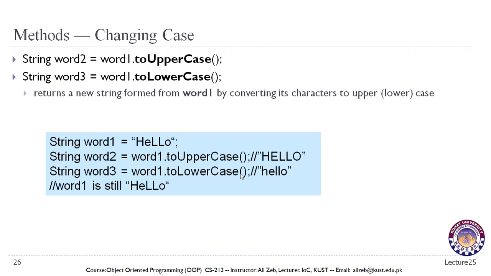So we have String word1 equal to hello with some capital letters. word2 is equal to word1.toUpperCase, which will convert all of the characters to capital letters. word3 is equal to word1.toLowerCase, which will convert all of the characters to lowercase letters.